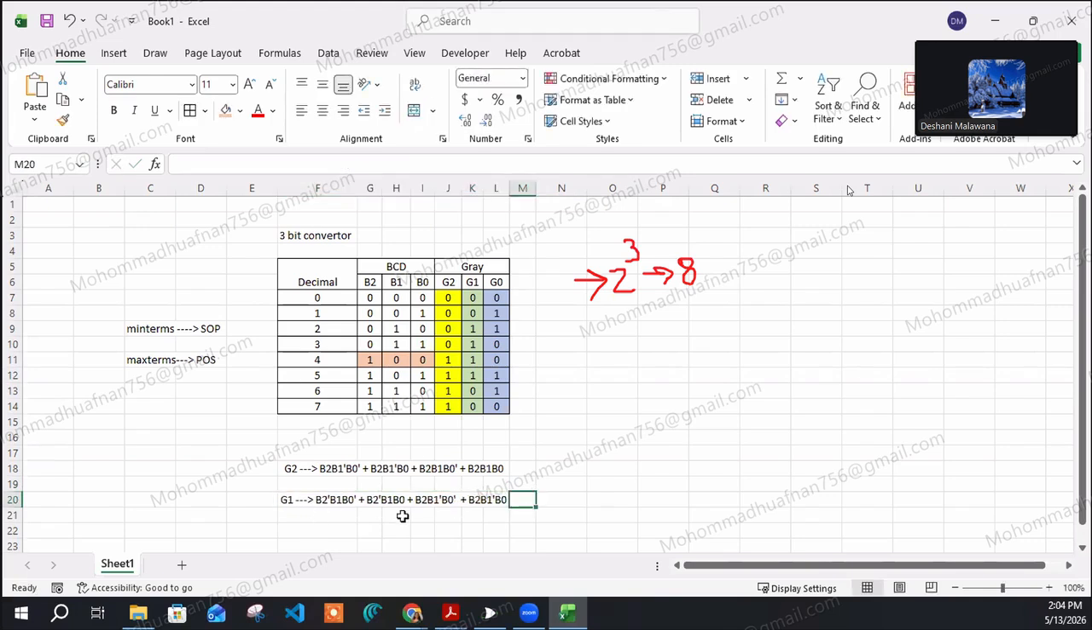Okay, so now our G1 is also fine. Now it's time for G0. Okay, so tell me that one. So we are considering this one, this one and this one. Lastly, this one and this one. So you can directly type in here.